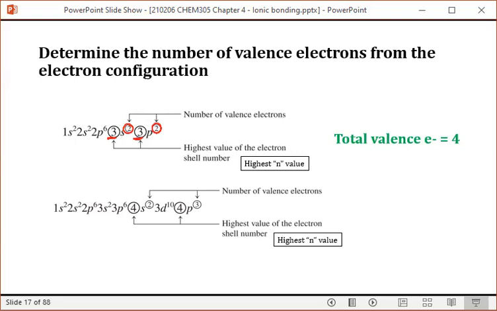And this is just a quick way to also review what we talked about in chapter 3. So to figure out the number of valence electrons in arsenic, we count up the number of electrons in the highest electron shell, the highest n value. So if we find our highest n value, we have an n value of 4 here and 4 here. So all the electrons in the n equals 4 level are the valence electrons. So we've got 2 plus 3, which gives us 5 valence electrons total. So you can always figure out the number of valence electrons that an atom has by writing its electron configuration and then adding up the number of electrons in all of the highest n value shells.